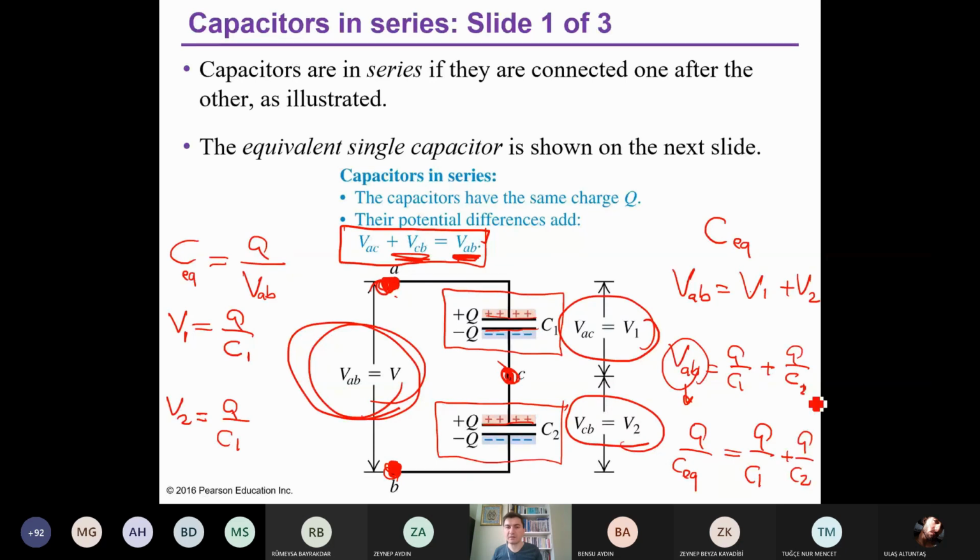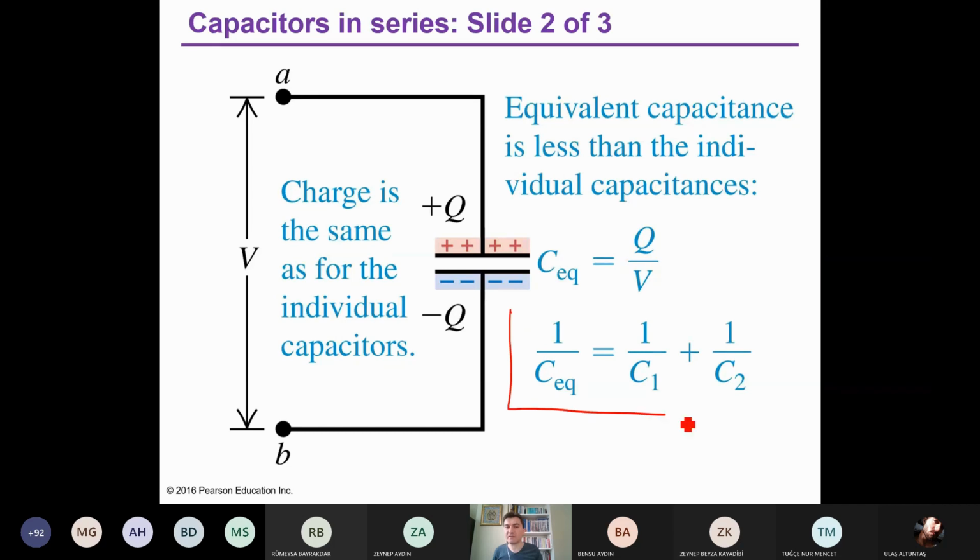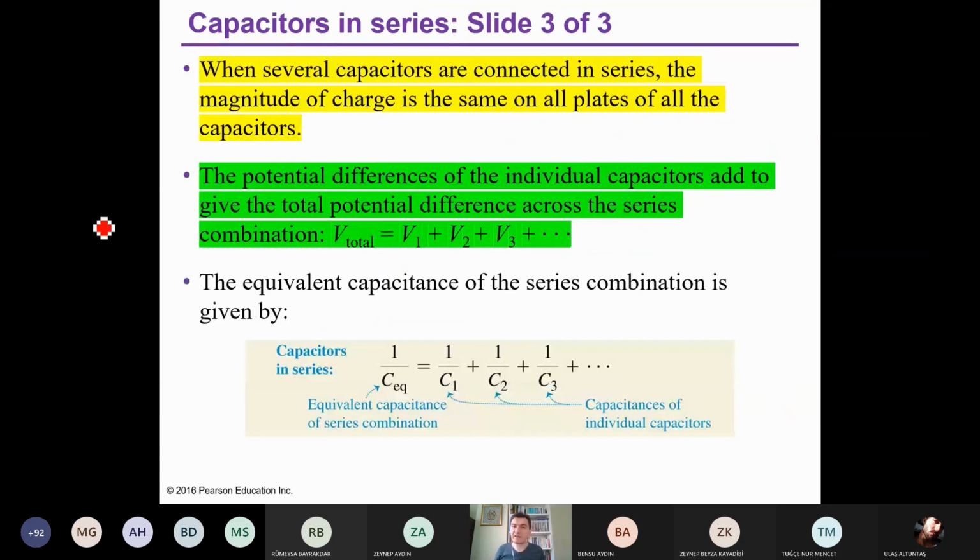Then finally, if you cancel these Q values, we will have this one: 1/C equivalent is equal to 1/C1 plus 1/C2. This is valid for capacitors connected in series. The important thing here is that the equivalent capacitance, the result, is less than the individual capacitances. If you have many capacitors connected in series, you can also write the total potential difference across the series combination with this expression, and the equivalent capacitance of the series combination can be written in this form.